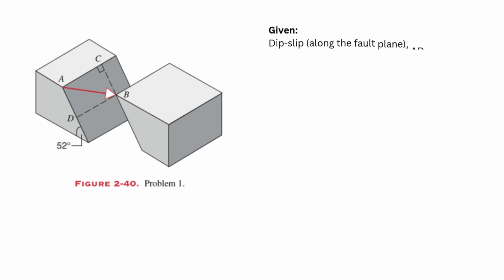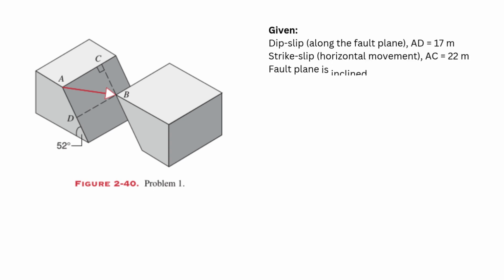Let's start by understanding the question before jumping into the math. We're told that there was a fault in the Earth's crust. That means a crack or fracture where two blocks of rock slipped past each other. The slip along the fault, which we call the dip slip, was 17 meters.